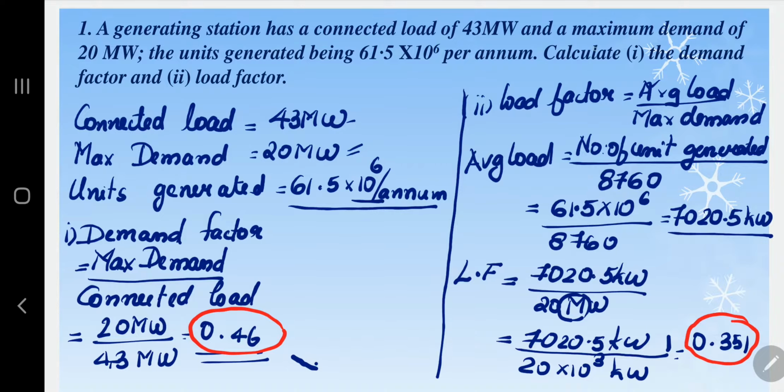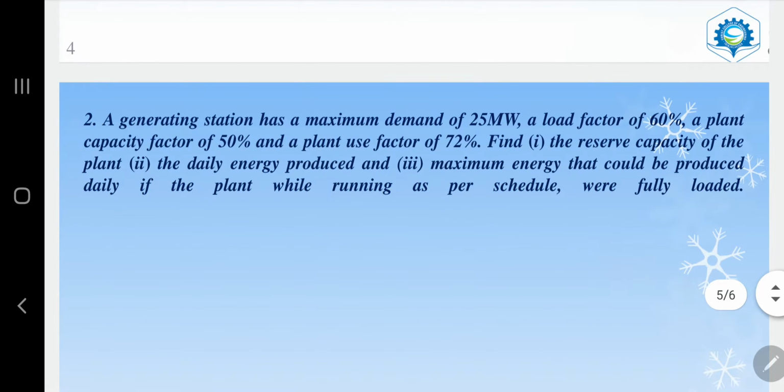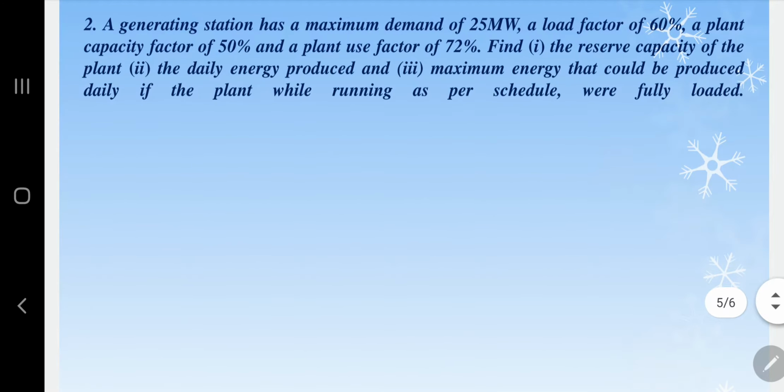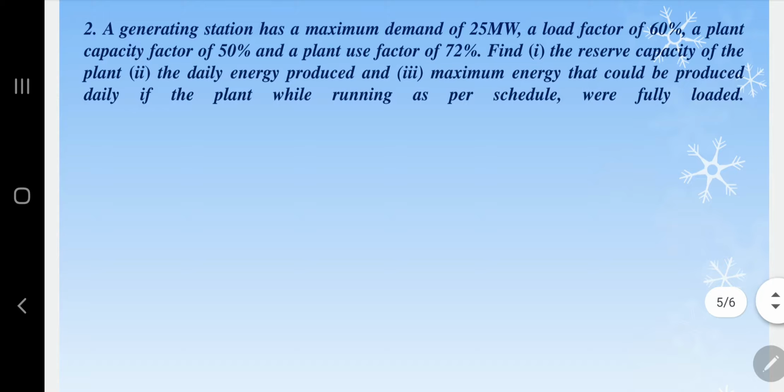So our first problem is finished. Let's move on to the second problem.